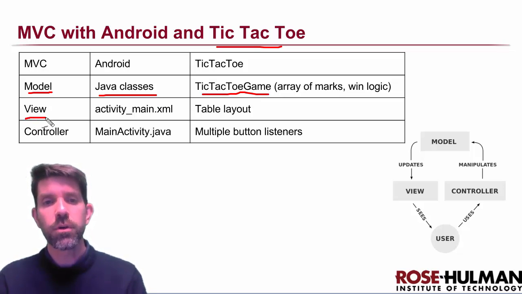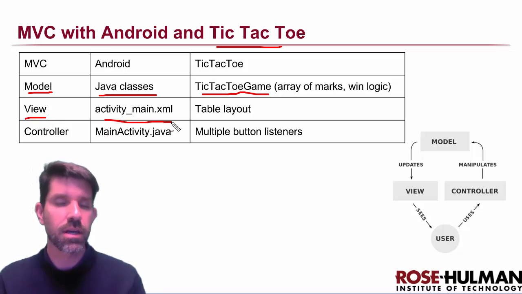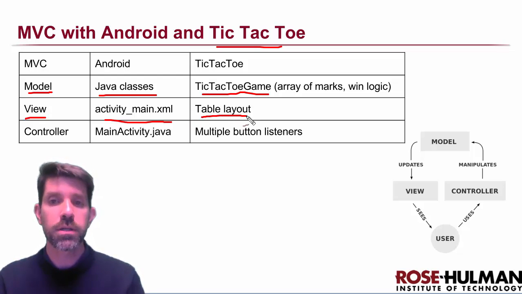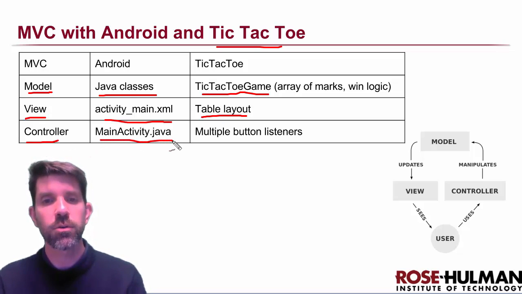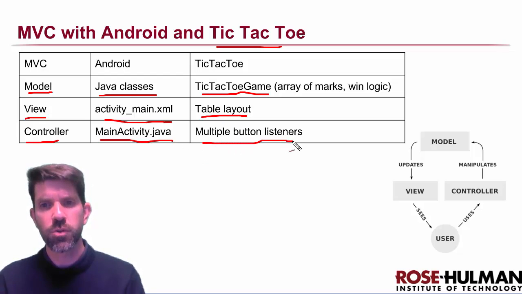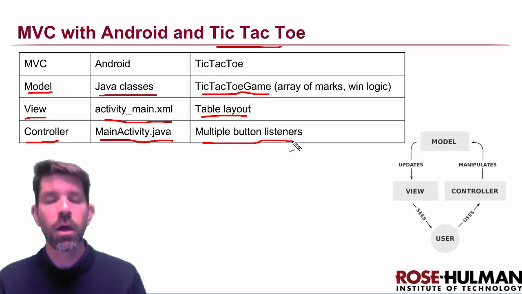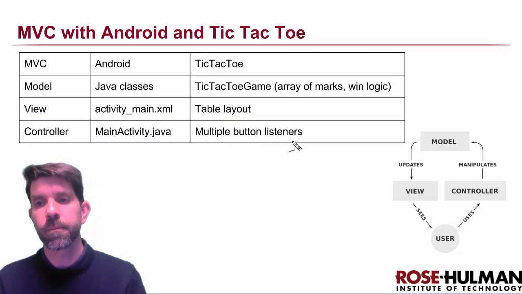The second, the view, we've already seen. So the view is our activity main, right? So it's just an XML layout. And in this case, it's going to be a relative layout with a table layout inside it for the board. And then the third is going to be our controller. And again, we've already seen an example of that as well, right? So that's just the main activity. And we're going to have button listeners, but of course we're going to be listening to 10 buttons this time, not just the one that we had in our last example.